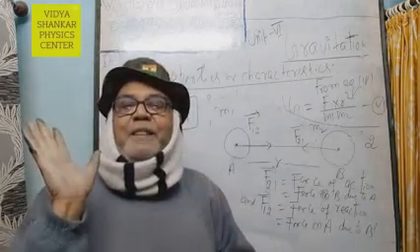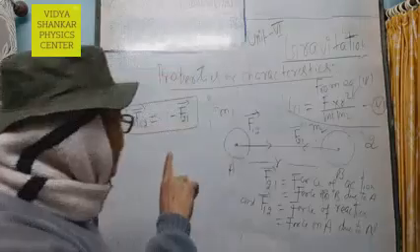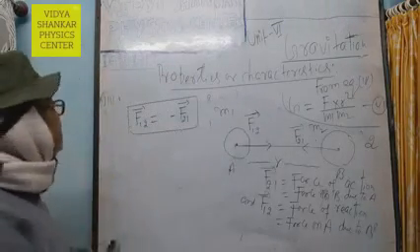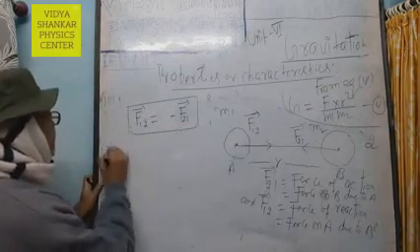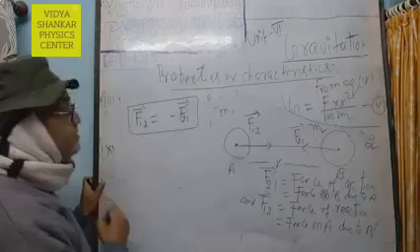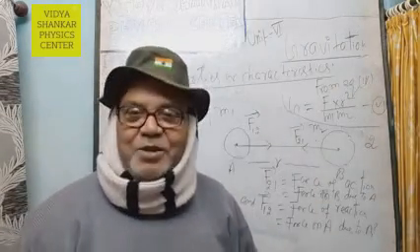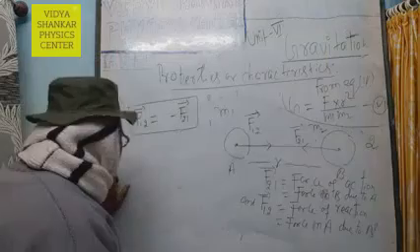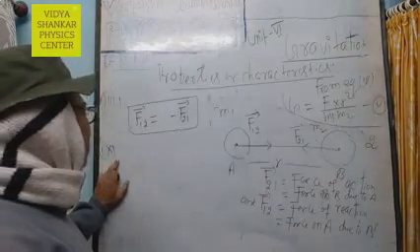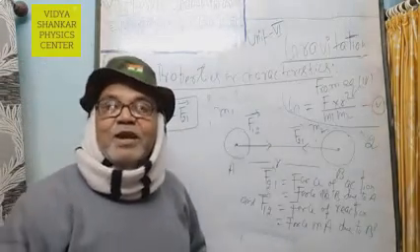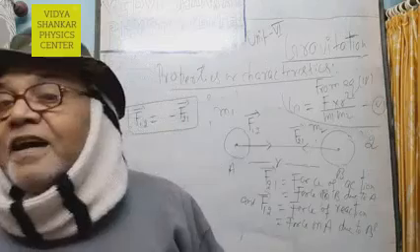Action-reaction pair. They obey Newton's third law of motion here. Now the ninth point, the ninth property or characteristic of Newton's law of gravitation, is that gravitational forces are central forces.